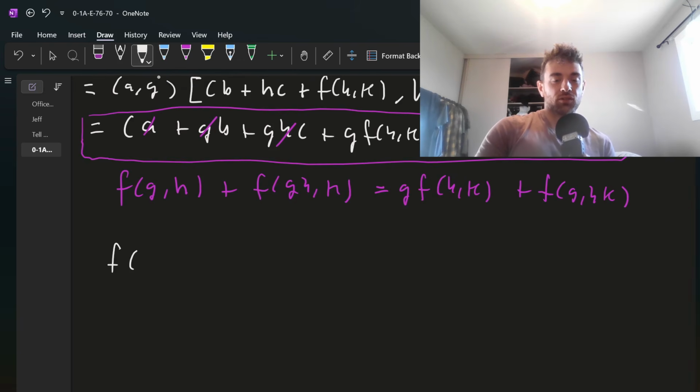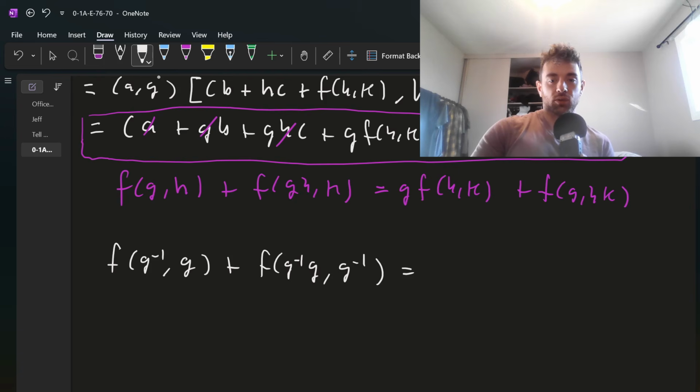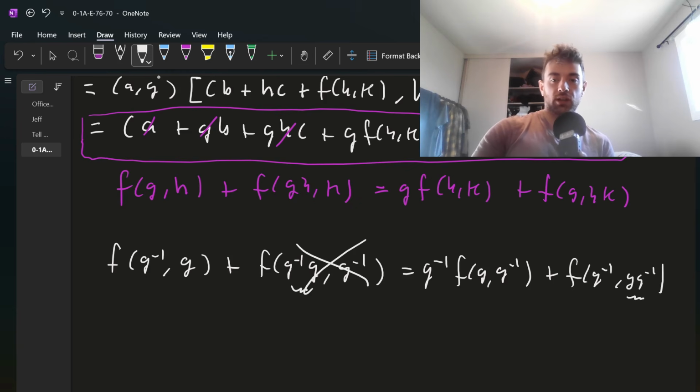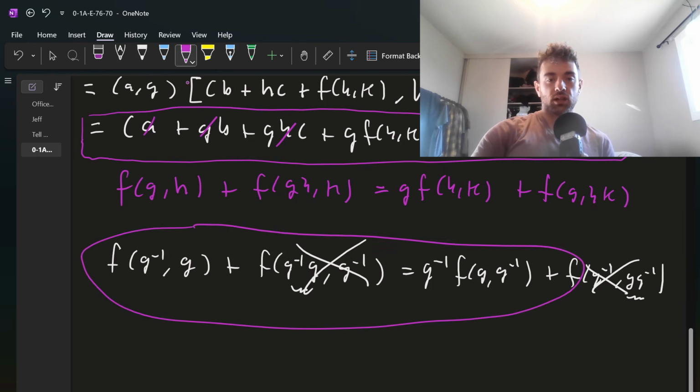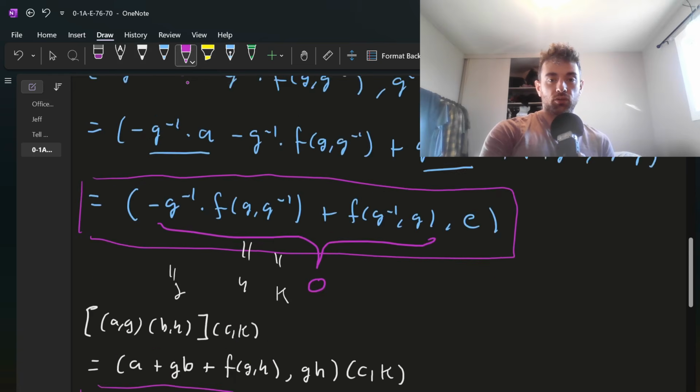F of G inverse, G plus F of G inverse G, G inverse equal to G inverse F of G, G inverse plus F of G inverse G, G inverse. Well, this is the identity, and this is the identity. And because this is normalized, we're always choosing F to be normalized, this gives us the identity that we were looking for up here.